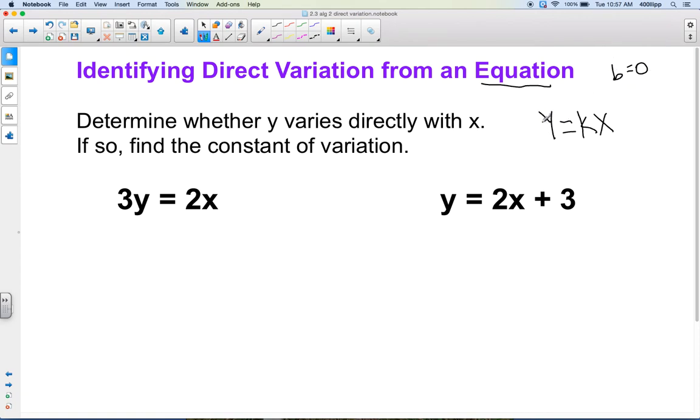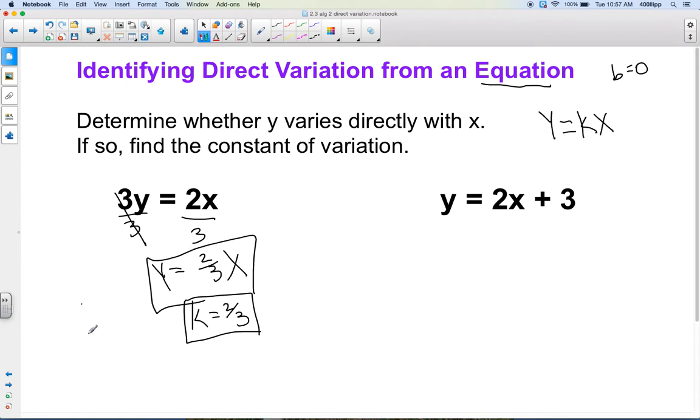So notice here, your y is by itself. So if y is by itself here, we want to make it look like this equation. So in order to get y by itself for this one, I'm going to divide both sides by 3, cancel this out, and therefore get y is equal to 2/3 x. We look here, they look similar, and therefore the constant of variation k is 2/3. So this is a direct variation.